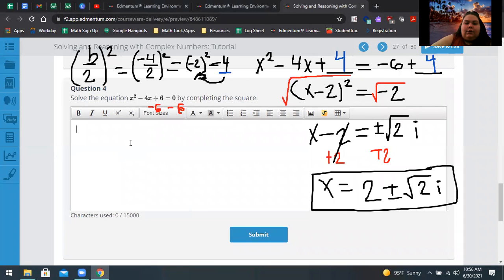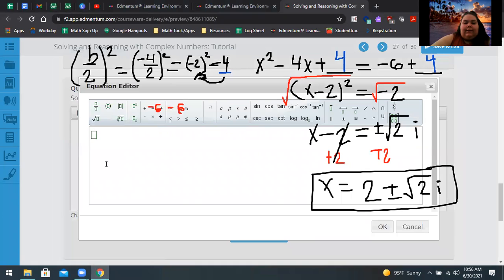And then again, don't forget to use the equation editor to type that in. You'll have x equals 2. Don't forget there is a plus or minus symbol button for you. There's your square root of 2, and then i at the end.